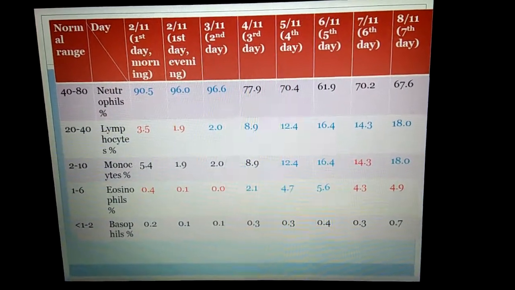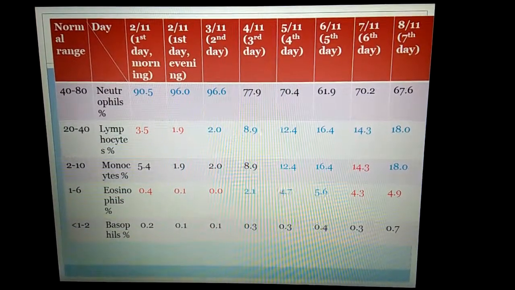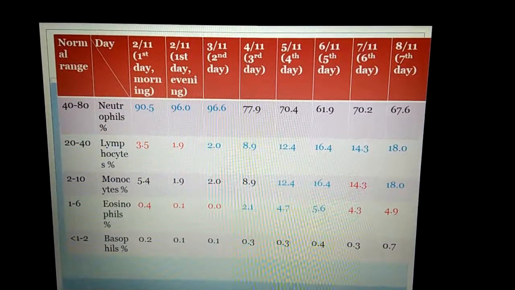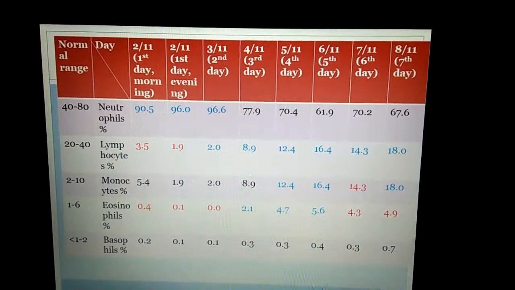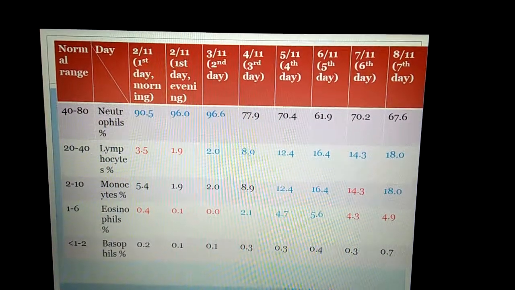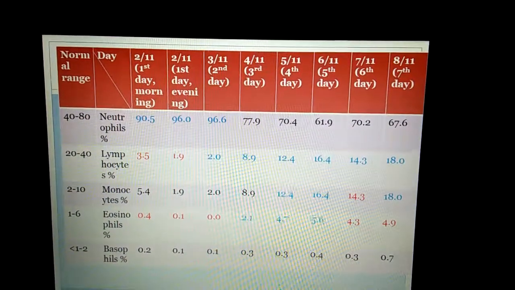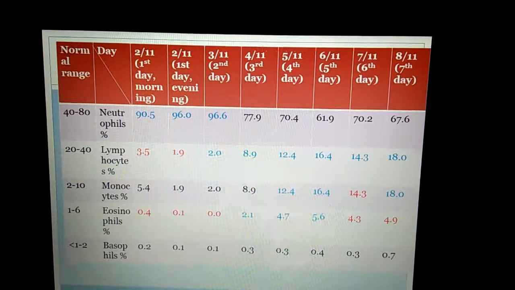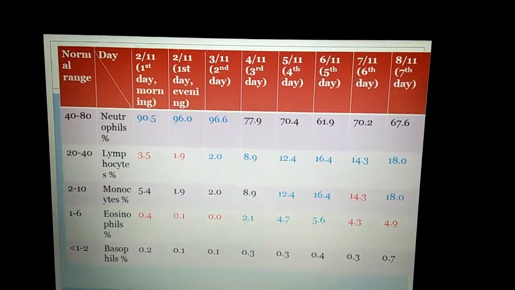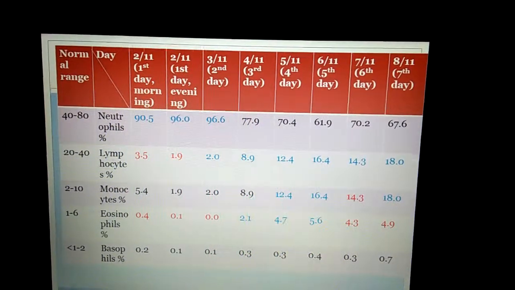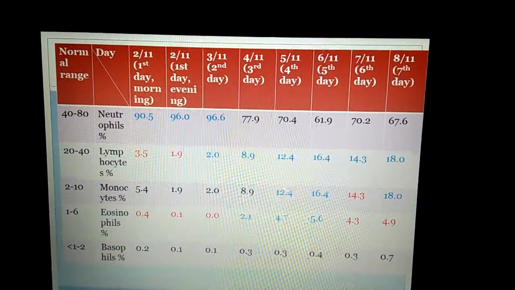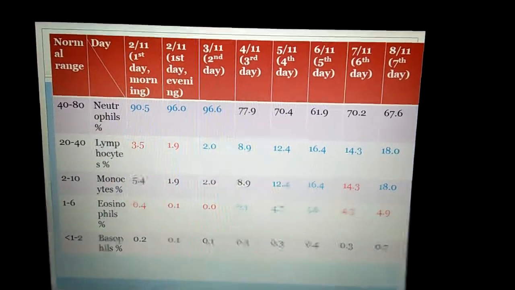For the neutrophil level, the patient's neutrophil is higher than the normal range on the first day. For the lymphocytes, the patient's lymphocyte is lower than the normal range. For the monocyte, the patient's reading is normal, within the normal range. And for the eosinophil, the patient's eosinophil reading is lower than the normal range. And lastly, for the basophils, the reading is normal, within the normal range.